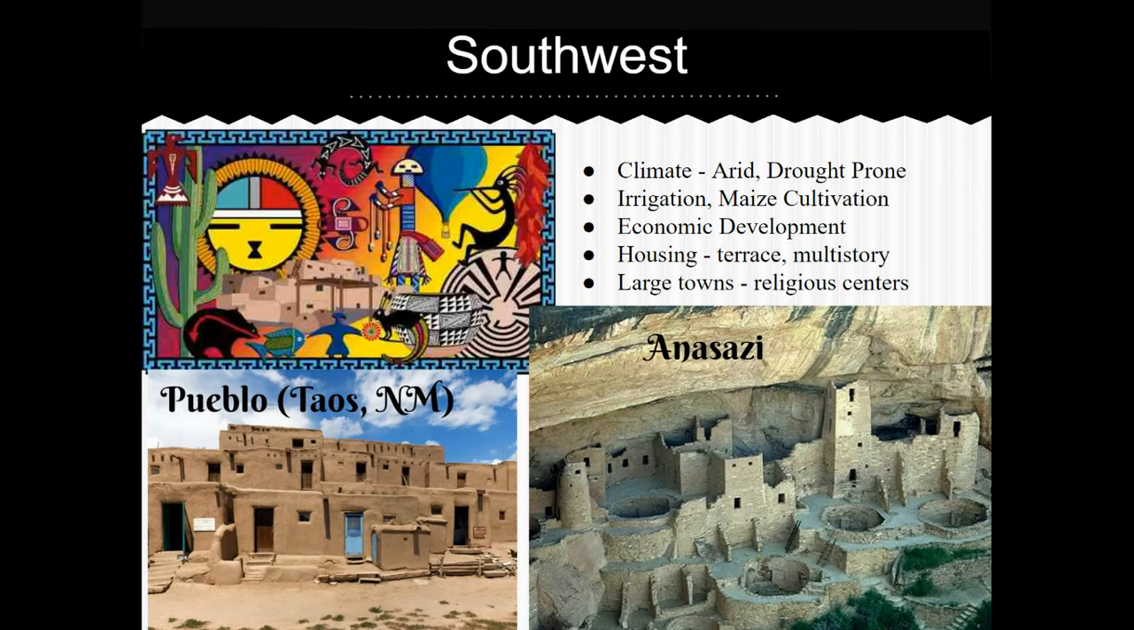On the right-hand side, we have the Anasazi, who are also known as the cliff dwellers, and they lived in these terraced locations that protected them from the heat as well as from potential enemies because they lived in the cliffs, and the cliffs protected them a little bit.